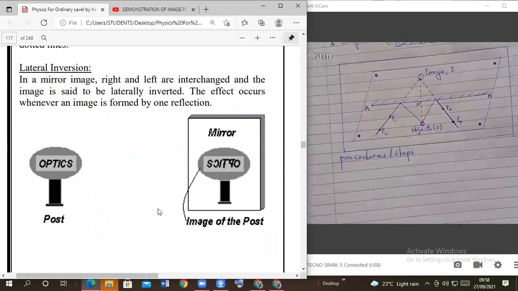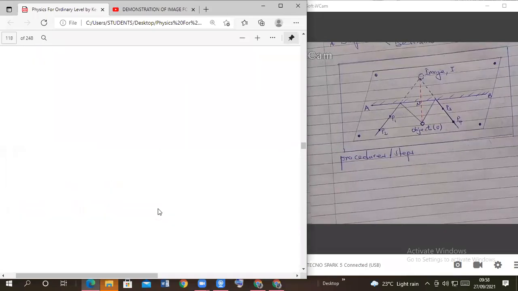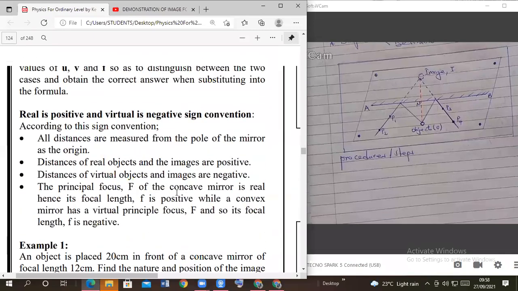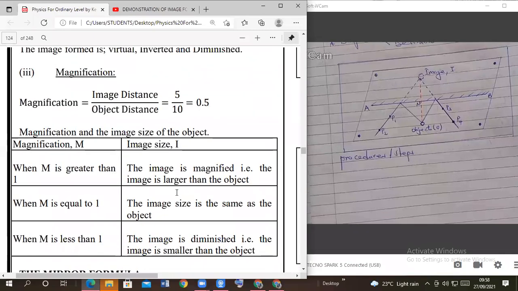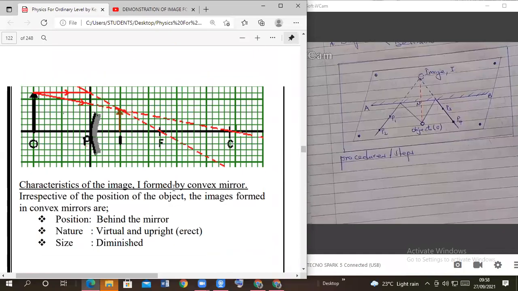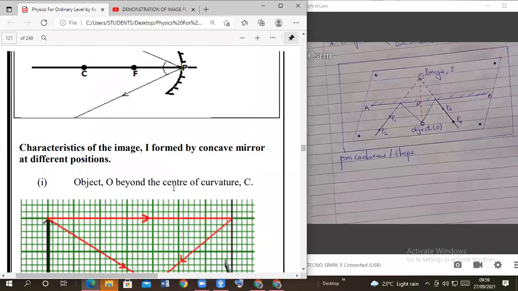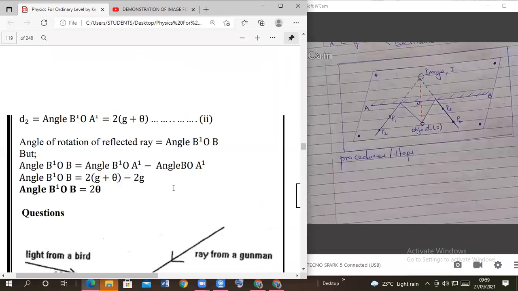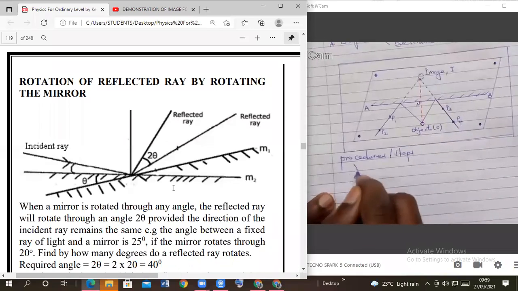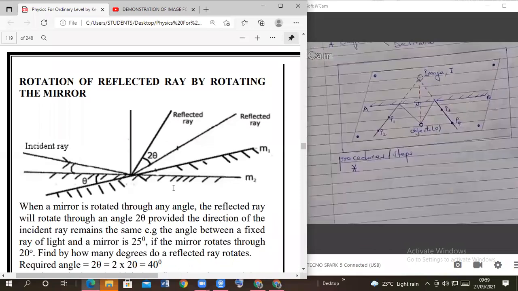Who can remind us what I said about steps? When we are describing an experiment, our steps must be chronological. One step must lead to the other. Don't start jumping here and there. So, who can give us the first step? Just from here, when you are doing this experiment, what is the first step?